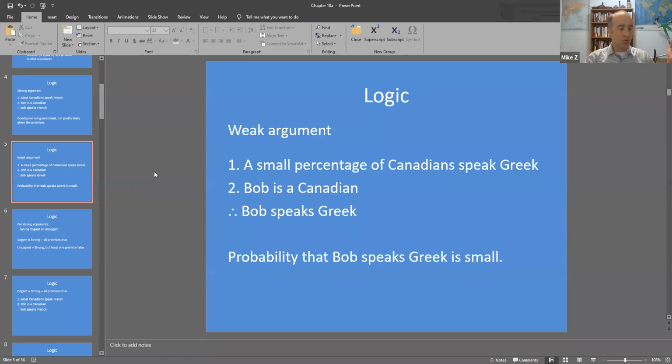If we were sort of neutral as to whether, before we knew about his nationality or his language skills or anything, Bob was a completely generic individual, we would be sort of neutral as to whether he speaks Greek or not. But then we learn this about him, right, that he's Canadian, and we also learn that only a small percentage of Canadians speak Greek. Well, then how confident are we that Bob himself speaks Greek? Not very, right? We think it's kind of unlikely that he does. So this is a weak argument.